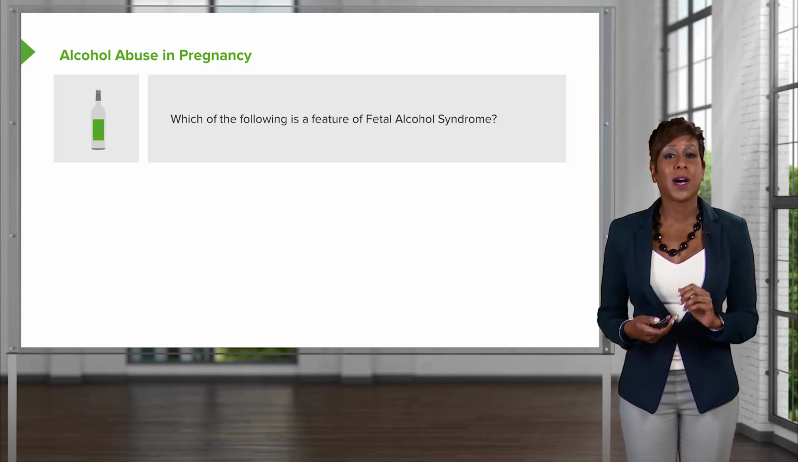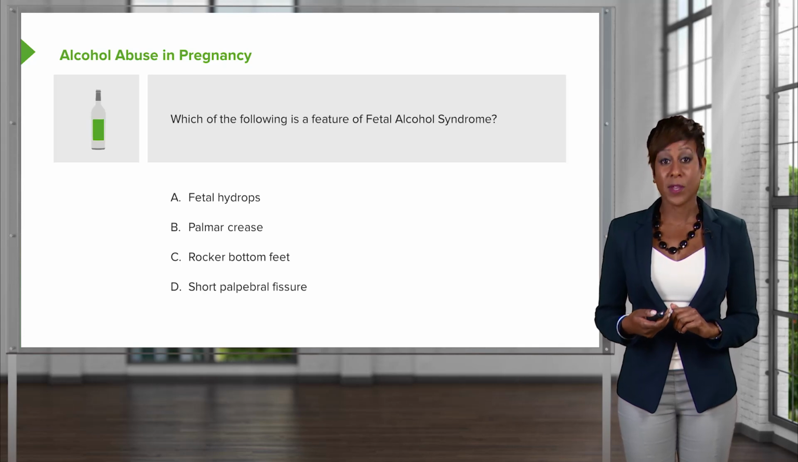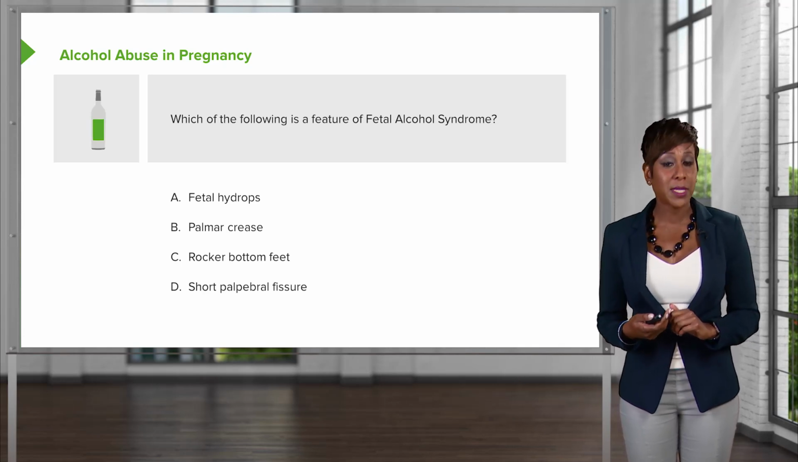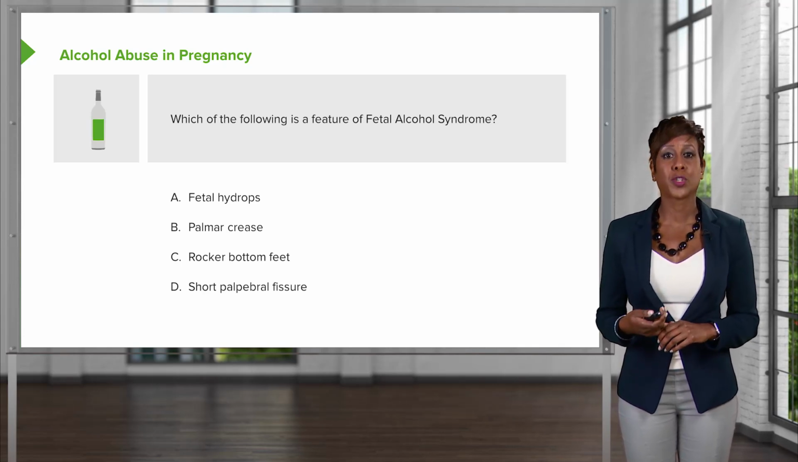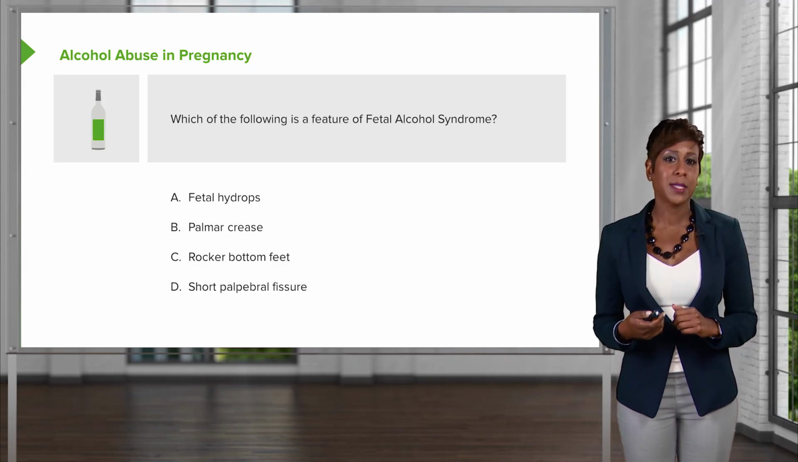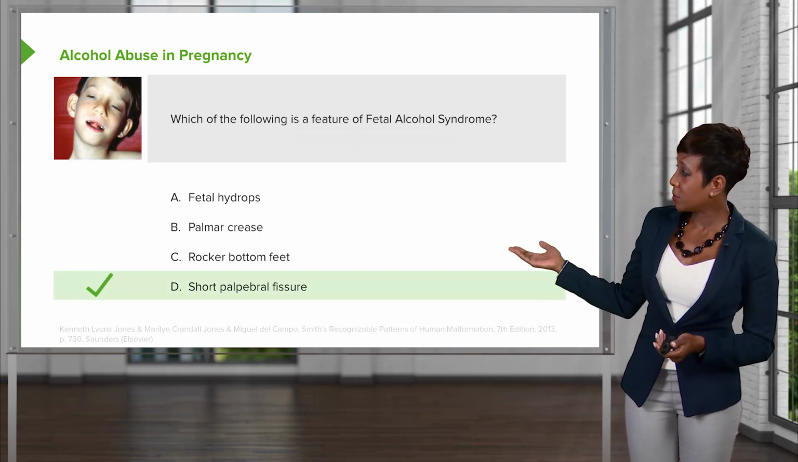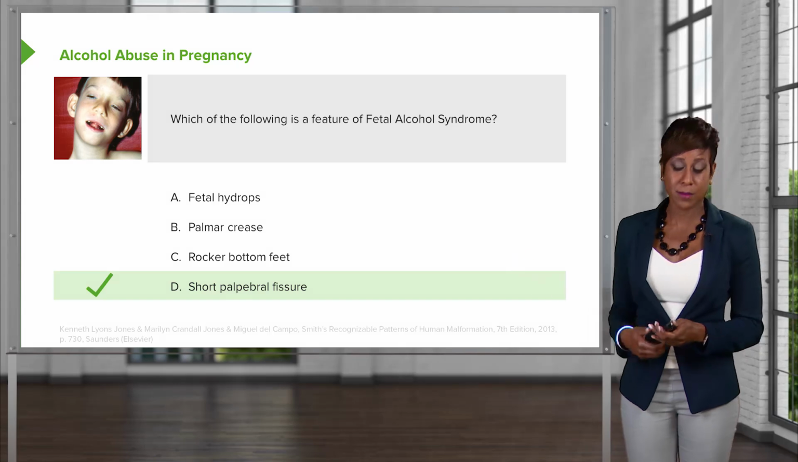So, which of the following is a feature of fetal alcohol syndrome? A, fetal hydrops; B, palmar crease; C, rocker bottom feet; or D, short palpebral fissure? In thinking about the things that we just discussed, the answer is D, short palpebral fissure. And again, you can see it demonstrated really well in this picture here.